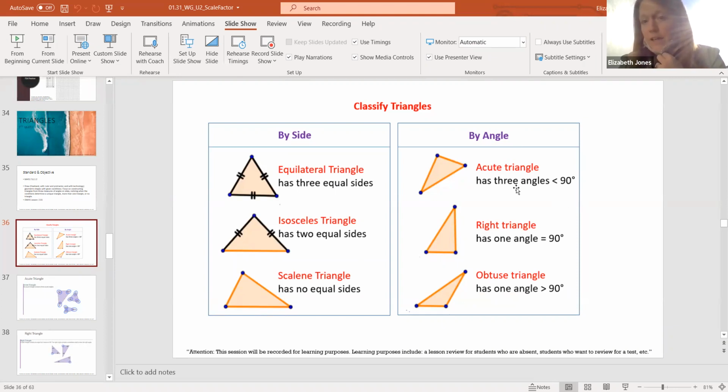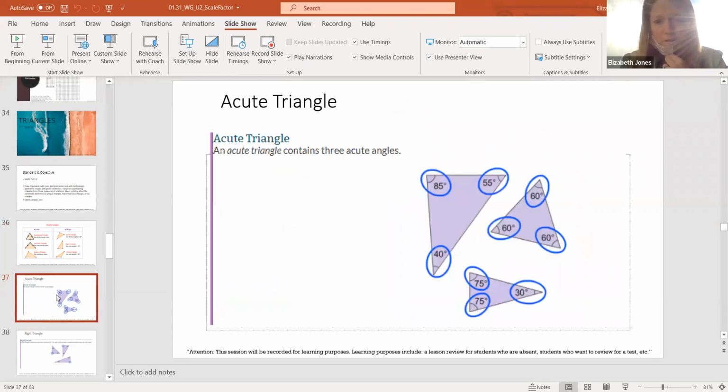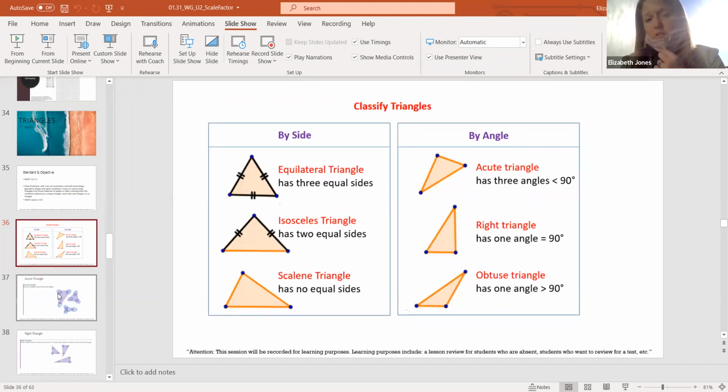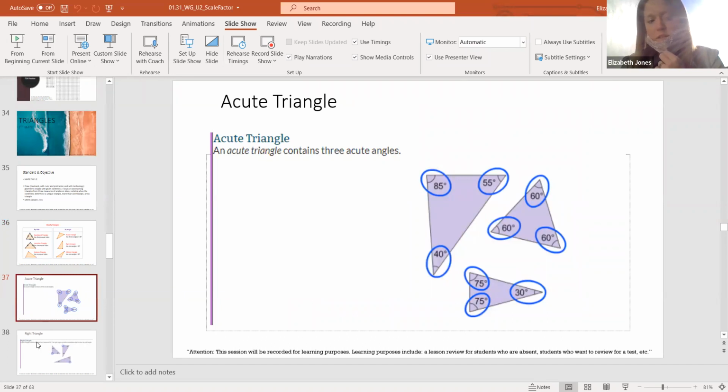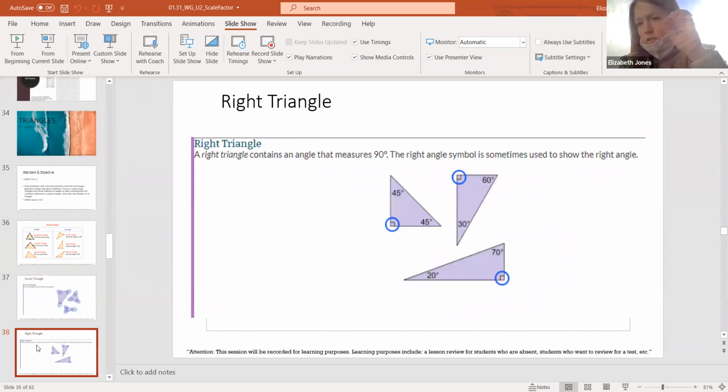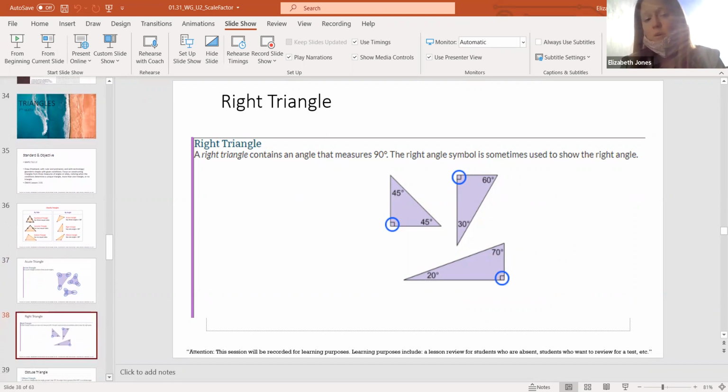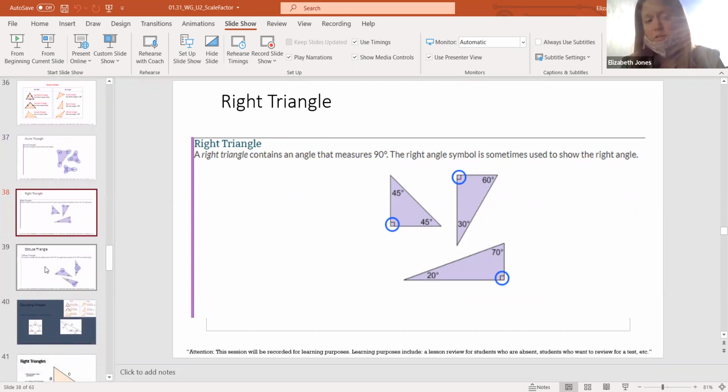Three angles less than 90 is what makes it acute. One right angle makes it a right triangle, and then an obtuse triangle has 1 angle greater than 90. Right here, acute triangle, this is the example they gave us. Remember, we said an acute triangle has angles that are less than 90. So if we look at this acute triangle, every single one of these is less than 90. Right triangle, love right triangles. You see how it has that little, we called it a chair last year, a little chair in the corner. That little square indicates it is a right triangle because that symbol indicates that angle is equal to 90 degrees.